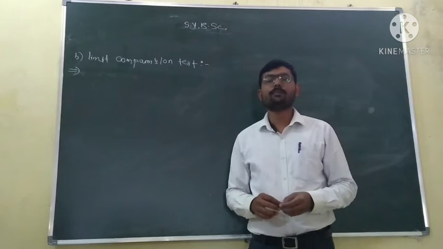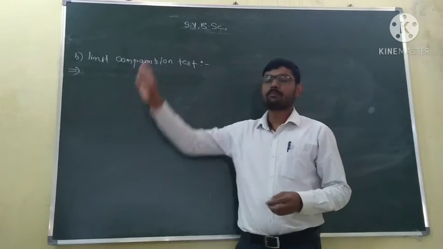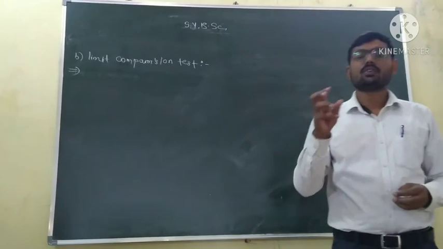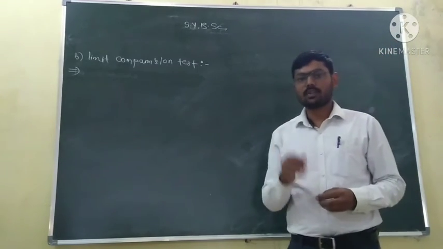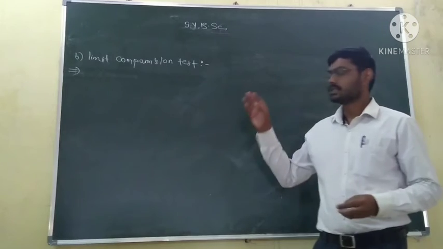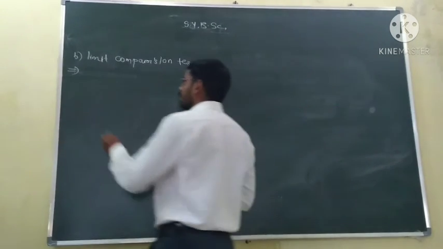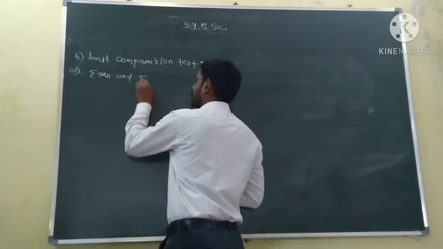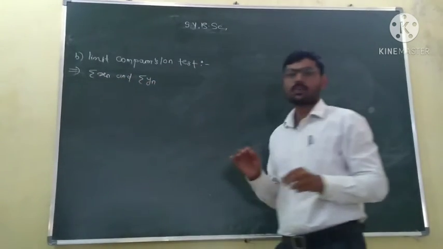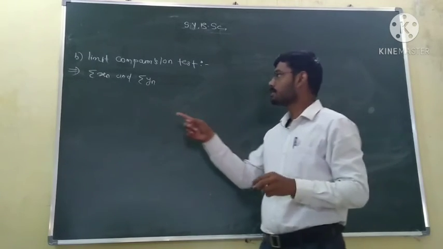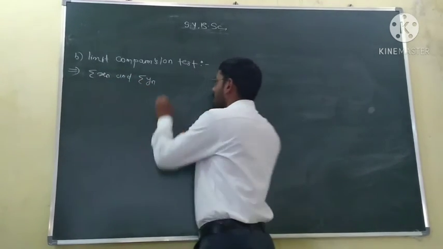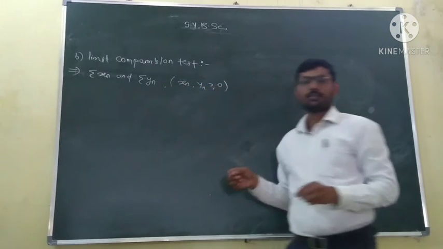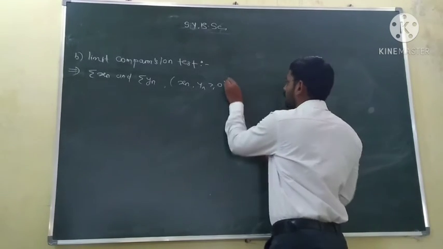So this is the application of direct comparison test. The next type of comparison test is the limit comparison test. So we have to find the limit of something to conclude about the convergence of the series. The statement is: let the series xn and yn be two series of non-negative terms. Non-negative terms means the terms xn and yn are always greater than or equal to 0 for all n.